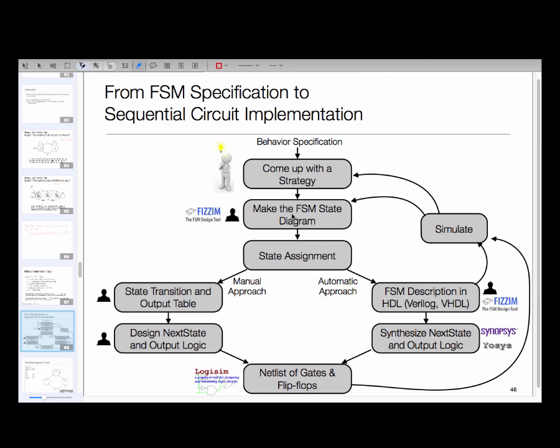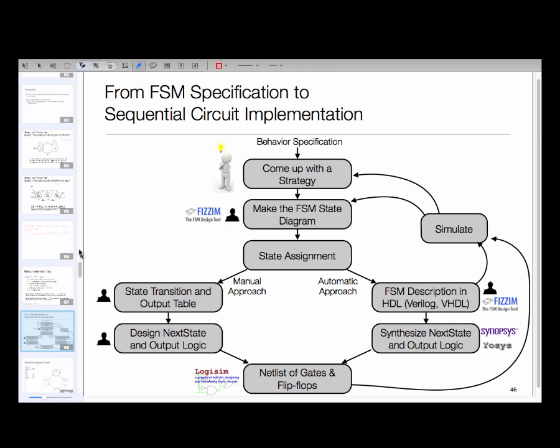Then you are going to make a state diagram for it. You can either do it on paper and pencil, or you can use a tool like FSM. There are other tools also, but I picked FSM because it works on any machine with Java, so Macs, PCs, and Linux machines. That way I don't have to worry about what machine you have. So you can draw the state diagram using FSM, but again, there are other possibilities also.